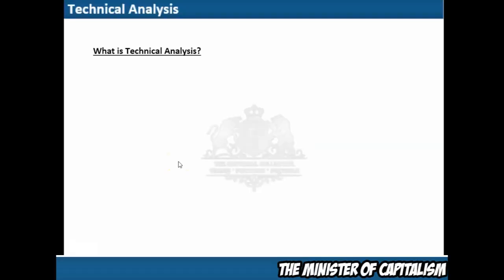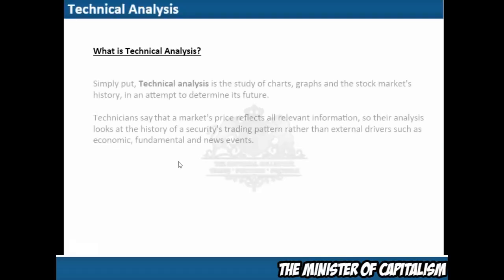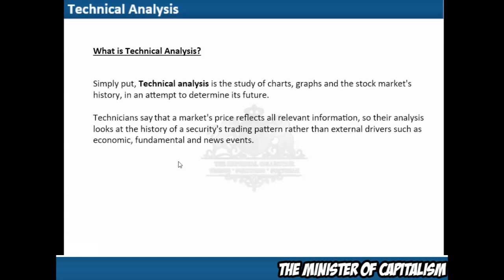So what is technical analysis? Simply put, technical analysis is the study of charts, graphs, and the stock market's history in an attempt to determine its future. Technicians say that a market's price reflects all relevant information, so their analysis looks at the history of a security's trading pattern rather than external drivers such as economic, fundamental, and news events.